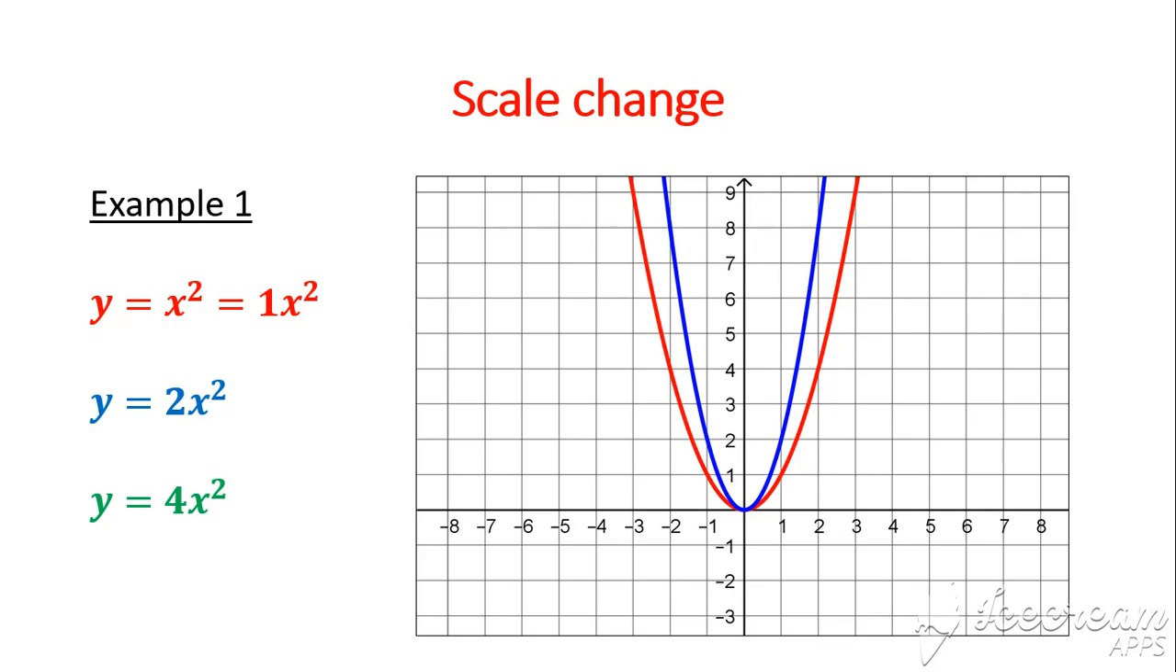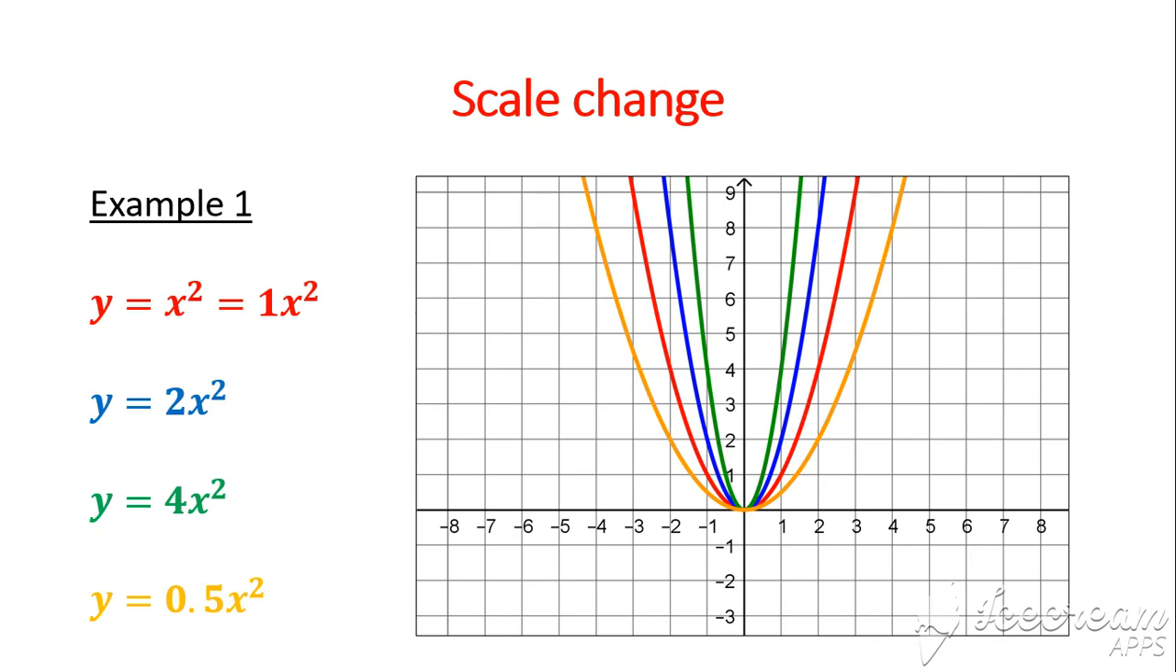Right, what would happen if we said y equal to 4x squared? Well, this graph would be even narrower still. And what about 0.5x squared? Y equal to 0.5x squared. Well, 0.5 is less than 1, so we're going back the other way, and the graph gets a little bit wider, I call it. So I like to refer to it as a narrow graph and a wider graph.